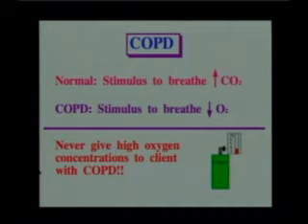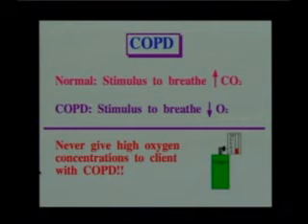And I do. In COPD patients, their CO2 levels are always high, so their stimulus to breathe becomes a low oxygen level. Now, if you were to give high oxygen concentrations to a client with COPD, what would happen is those O2 levels would be raised above the threshold and they would no longer breathe. So it's very dangerous to give high O2 levels to patients with COPD. Usually it's at 2 or 3 liters, not more than 4 liters is what we're going to be giving people who have COPD.